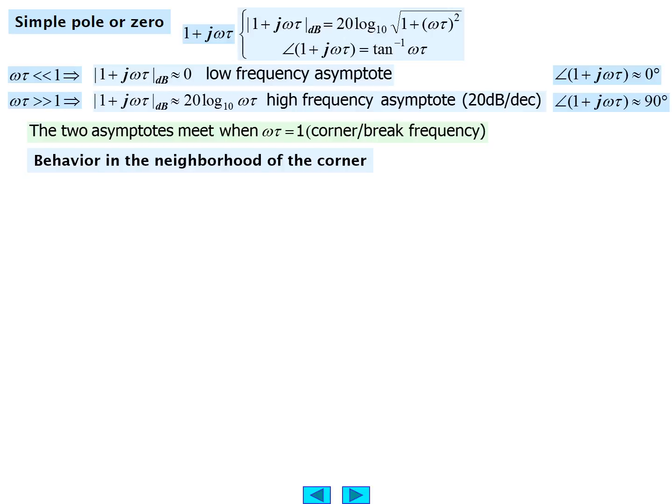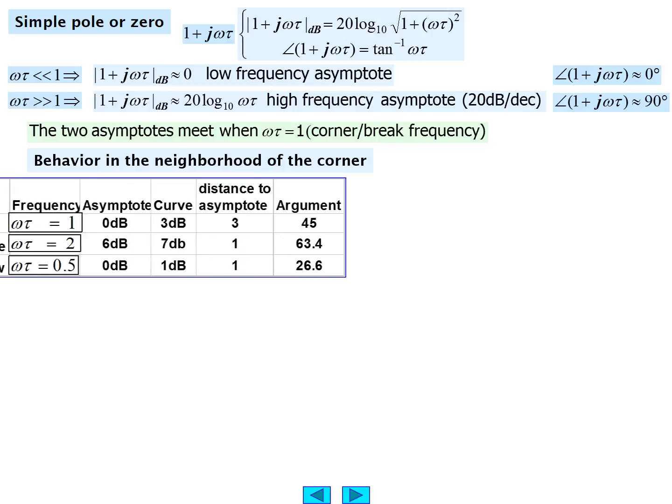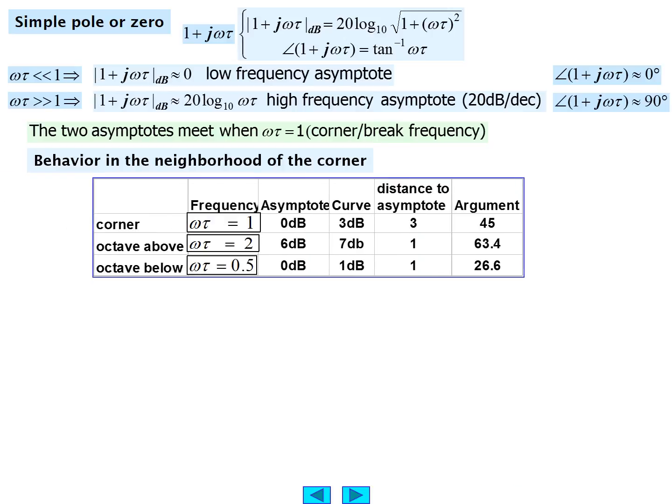The behavior in the neighborhood of the corner is a little bit more complicated than just two straight lines, but we can actually determine what they are. At the corner, omega tau equals 1. The asymptotic value would say it's 0 dB. The curvilinear or non-asymptotic value, the actual value, is about 3 decibels, and it's off by about 3 dB as a result.